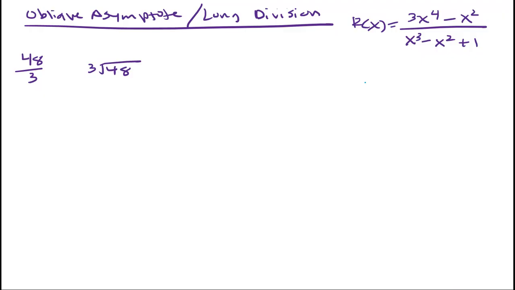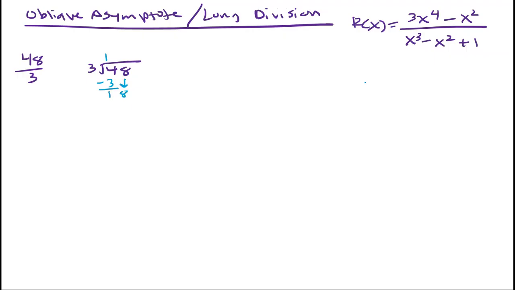Okay, so remember, we want to find the highest multiple of 3 to get to 4. So that's only 1, right? So 1 times 3 will give us 3. Then we subtract. So we get 1 here. 4 minus 3 is 1. Then bring down the 8. We get 18. All right.